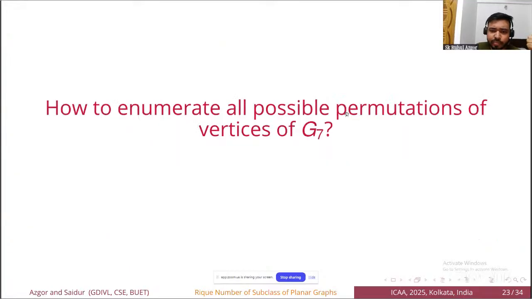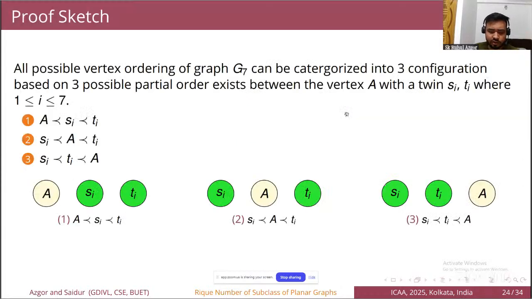To do so, we have categorized all possible permutations of vertex ordering into three categories based on the partial order that exists between a vertex A and a twin Si and Ti. So in a given order, A can be before Si and Ti, A can be in between Si and Ti, and it can be after Si and Ti. So by the pigeonhole principle, in a given vertex ordering, there will be at least one of these configurations with at least three of the twins.